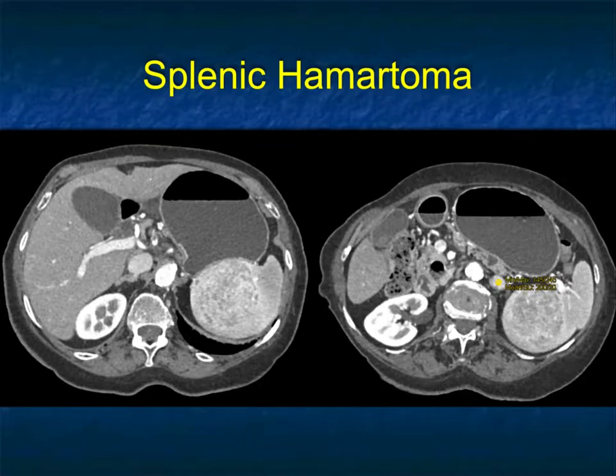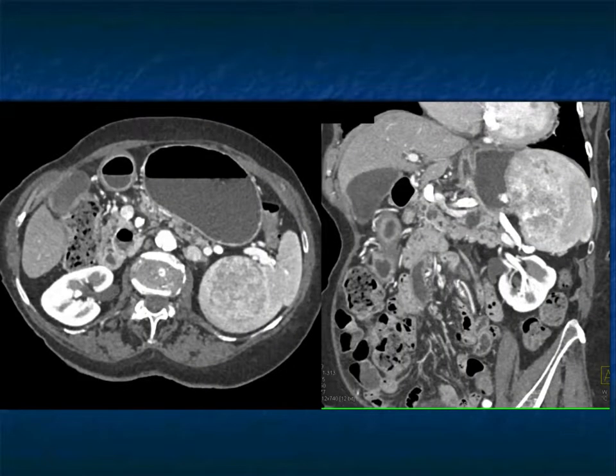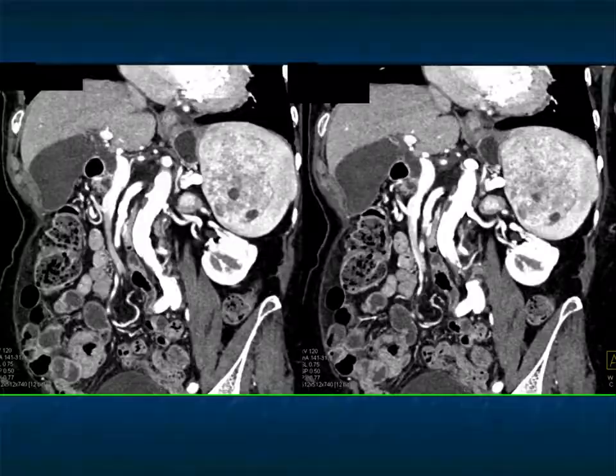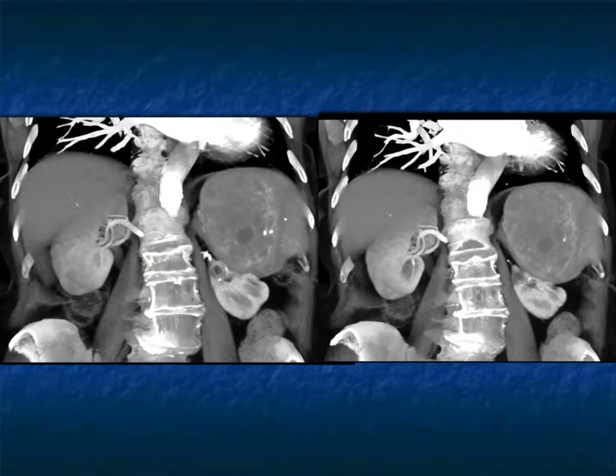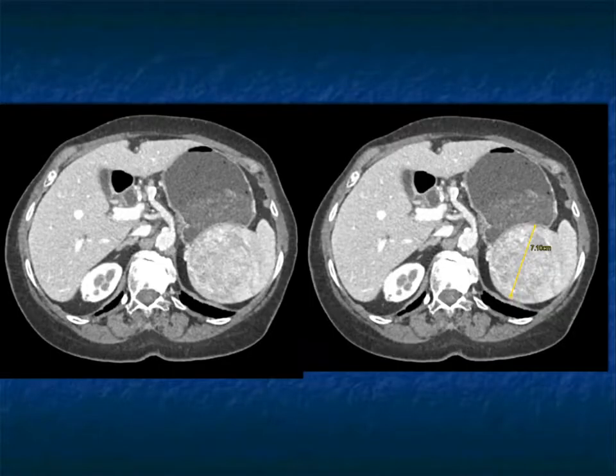Another example, mottled enhancement, but it's bulging the splenic outline. You can see it here again on the axial and coronal. You can see some of the cystic spaces within the lesion, some of the areas of increased vascularity, and you can see how it pushes out. Hamartoma. Again, another example showing you the bulging, the vascularity.